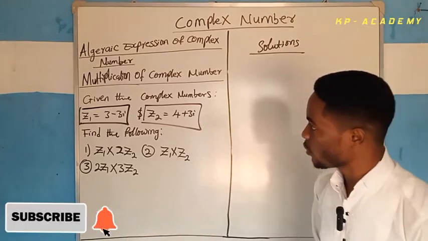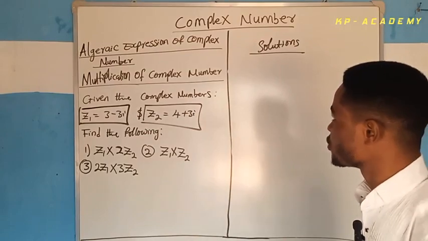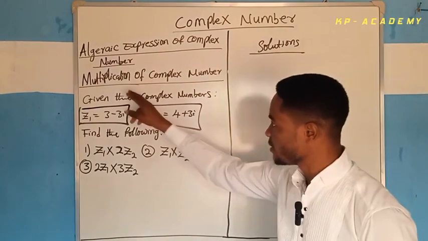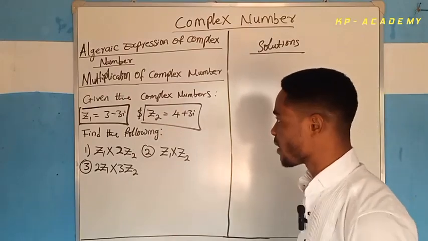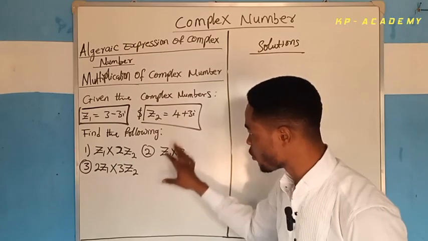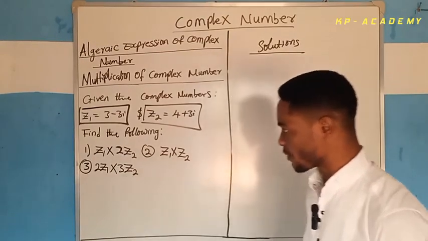Okay, let's run through quickly what I have on the board. Here we are still under the concept of algebraic expression of complex numbers, and here we're going to look at multiplication of complex numbers. Still the same example, and of course, in this case now we are asked to multiply these complex numbers. We are asked to perform these operations.